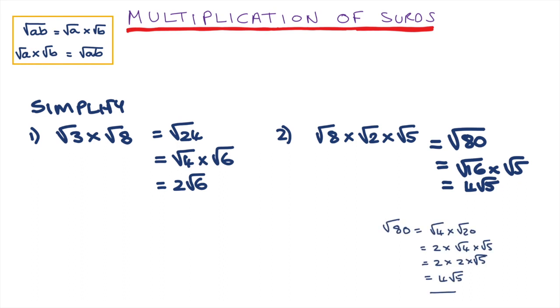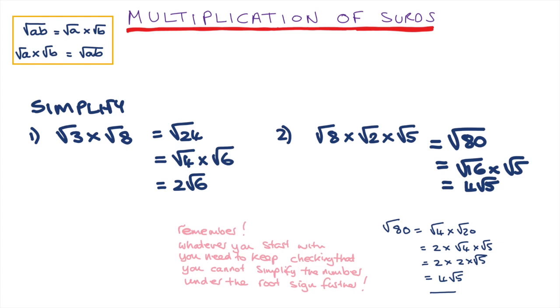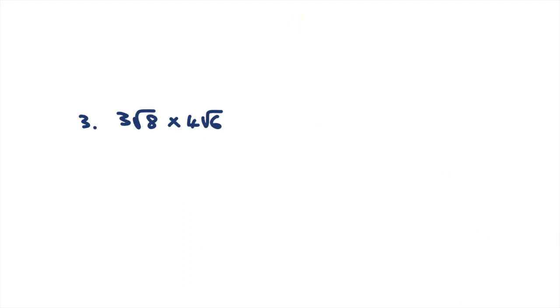Now, like we said yesterday, you might not plump for the 16 and the 5. You might go for 4 and 20, and that's absolutely fine, as long as you remember root 20 also simplifies. Remember, whatever you start with, you need to keep checking that you cannot simplify the number under the root sign further. Let's look at a third example.